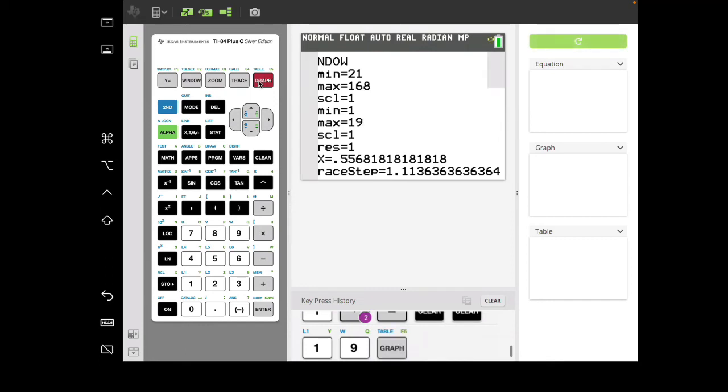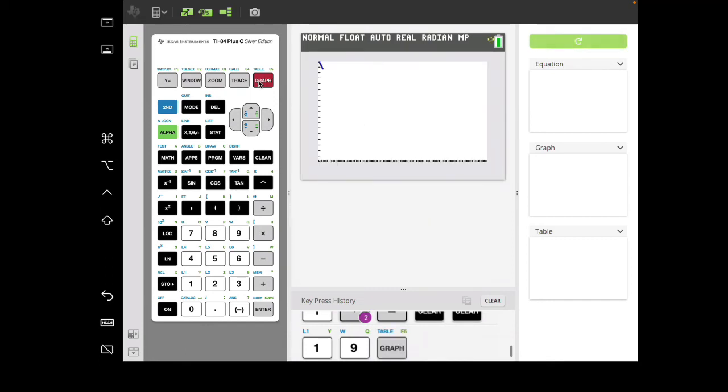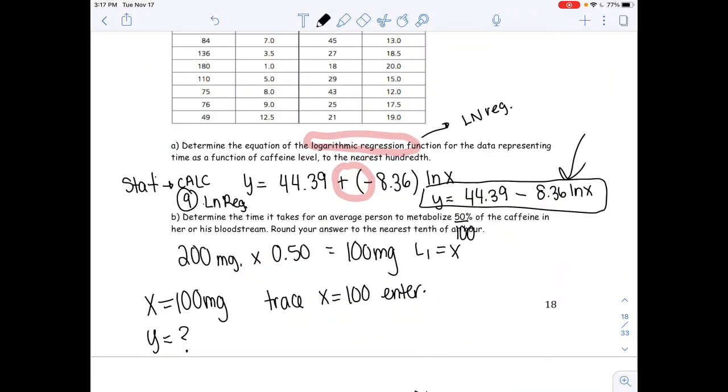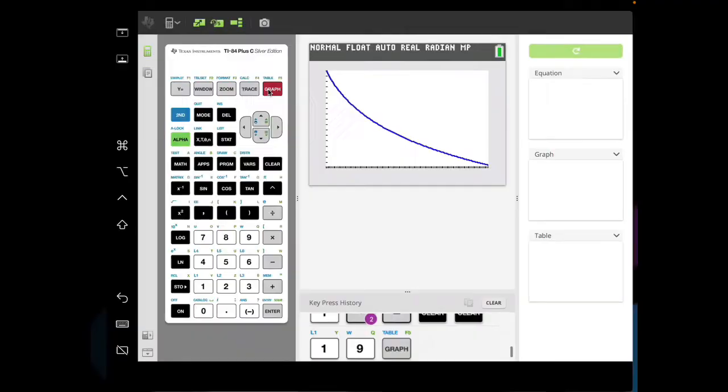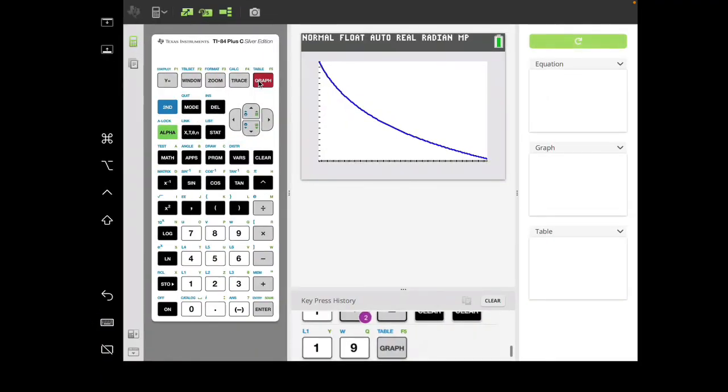Okay, so once you have your window done, you're going to graph this information. While it's graphing, I will write the window in so that you can use that to help you. This is how you show your steps, write what window you're using. I'm using the window for X from 21 up to 168 going up by 1. And for Y, the window that I used was going from 1 hour up to 19 hours going up by 1.